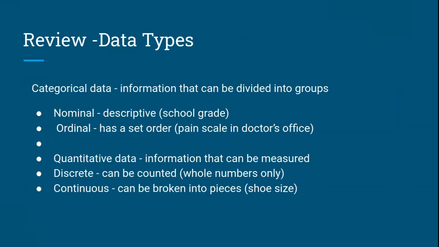So, summary. Categorical data is information that can be divided into groups. There is nominal data, which is descriptive, something like your school grade, 9, 10, 11, 12. Or ordinal. It has a set order, like the pain scale in the doctor's office.